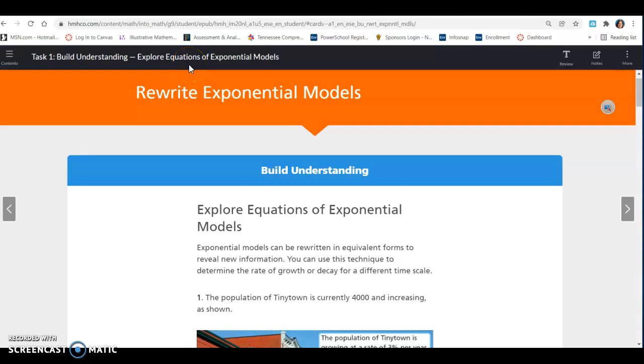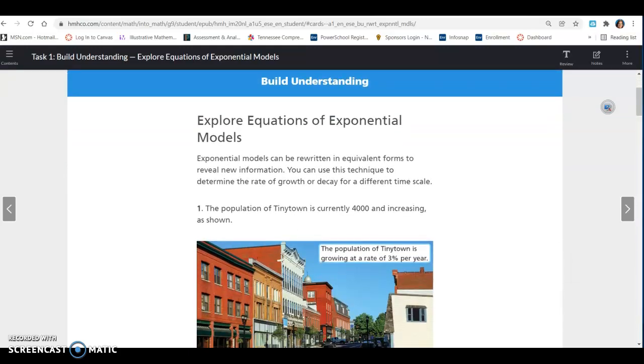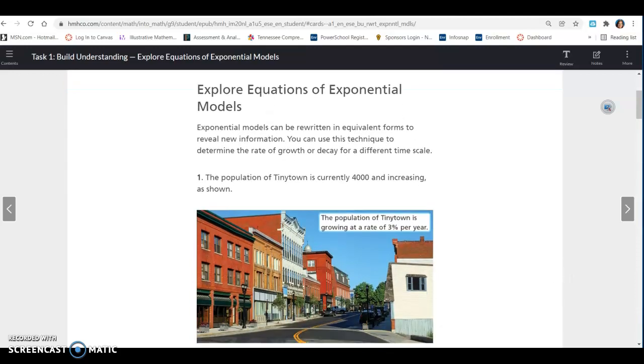Right, today we're looking at lesson 11.3 and we're going to start with task 1. Today we're going to rewrite exponential models. The first thing it says is explore equations of exponential models. An exponential model can be rewritten in equivalent forms to reveal new information. You can use this technique to determine the rate of growth or decay for a different time scale.